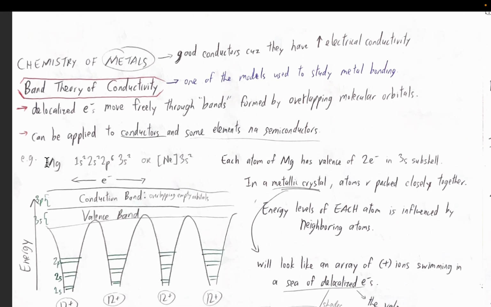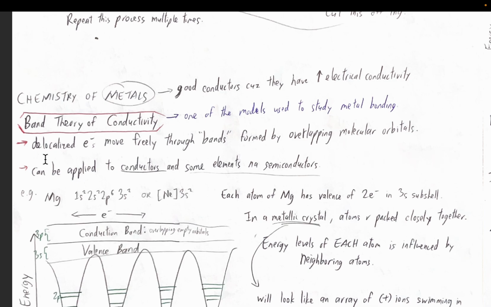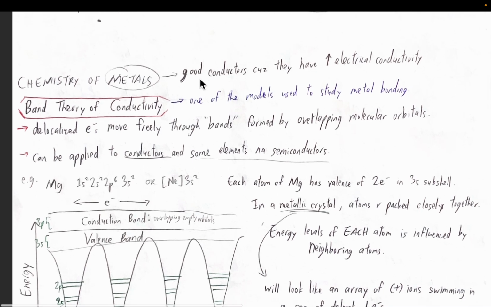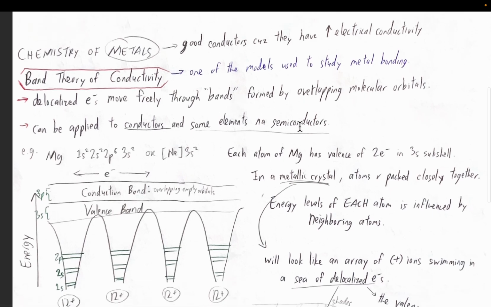Okay, chemistry of metal. So we're done with metallurgy itself. Let's look at the chemistry part of it. Metals, what's easy to understand is that they are good conductors because they have high electrical conductivity. The band theory of conductivity is one of the models used to study metal bonding. Essentially, delocalized electrons move freely through bonds that are formed by overlapping molecular orbitals.